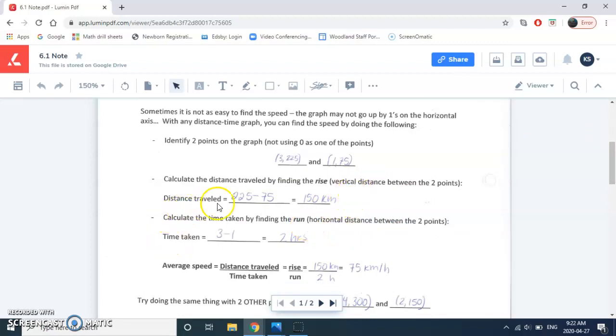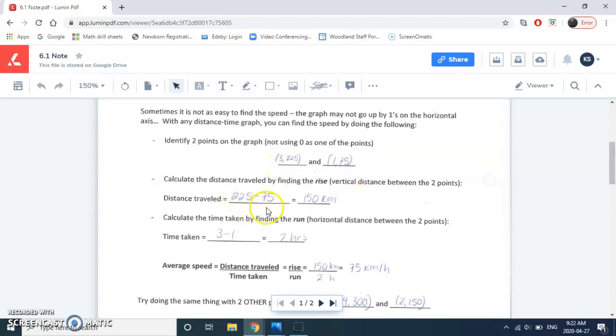And so our distance traveled, we have our bigger number, 225 minus 75. Always start with the bigger number and subtract the smaller one. So that's why on here we've started off with 3 and 225, and then we did 1 and 75, and not the other way around. It'll really help us out if we always choose the bigger point first and then the second point.